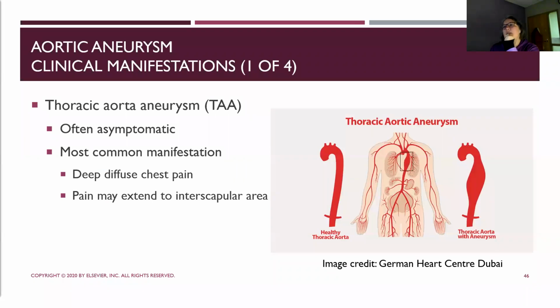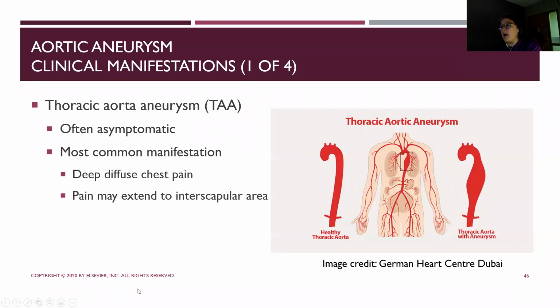So clinical manifestations of a thoracic aortic aneurysm, a lot of times they're asymptomatic. When they start to become problematic, it's kind of a little bit later, and they end up presenting a lot like our chest pain people in chronic angina, like we talked about in class. But they have a deep, diffuse chest pain, and that pain may extend into their interscapular area.